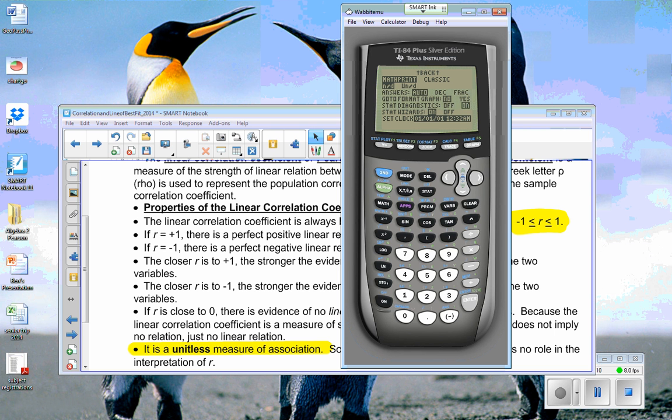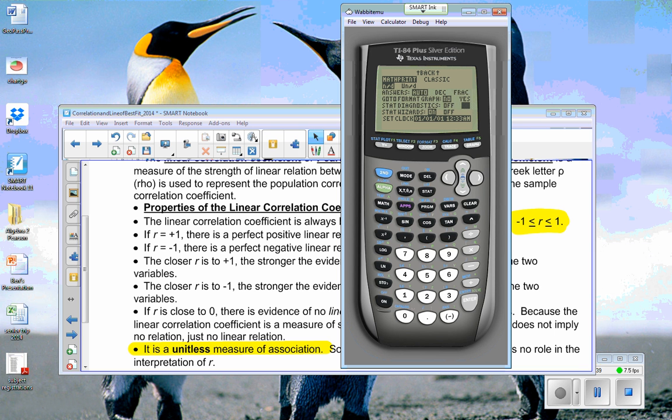We're going to turn our diagnostics on. I've always gone to the catalog and scrolled down to diagnostics on and off, but you want to turn them on. Okay? So mode, stat diagnostics on. That will allow the correlation to show up. So we have to go back now and recalculate our line of best fit. So again, using these blue directions I've written over here, once the diagnostics are on, stat, calc, linreg. And then R should show up.